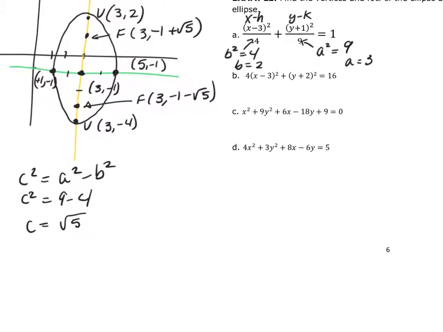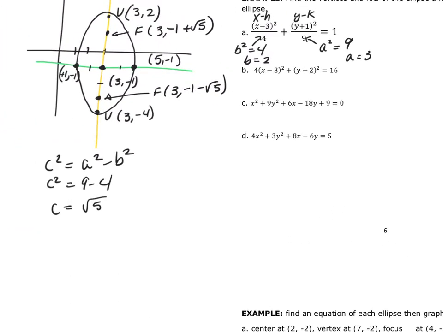I'm going to do B. Actually, I'll just leave that there for a few minutes. With B, I have to have it equal to 1. Is it equal to 1 right now? No. So the first thing I'm going to do is make it equal to 1, so I have to divide everything by 16. Now it's going to be equal to 1. Now I can actually start doing the work on it.